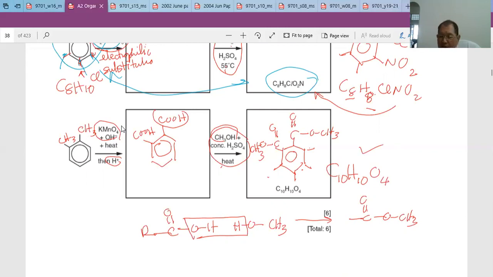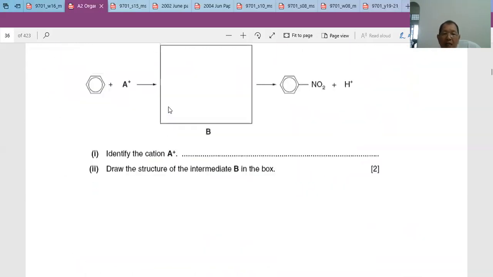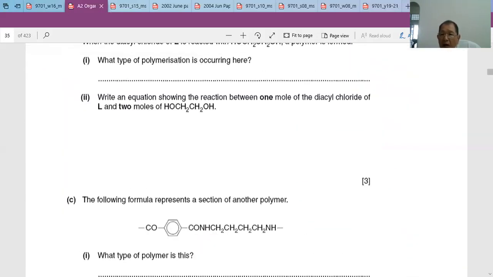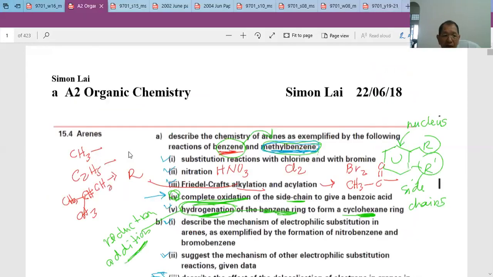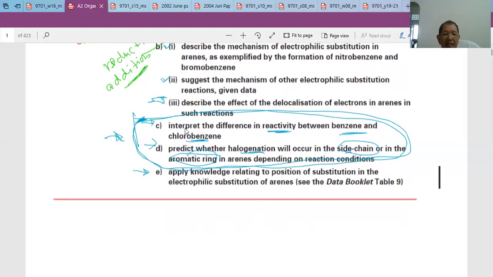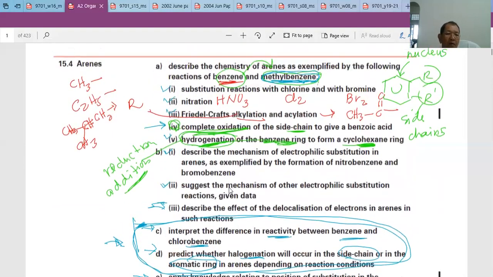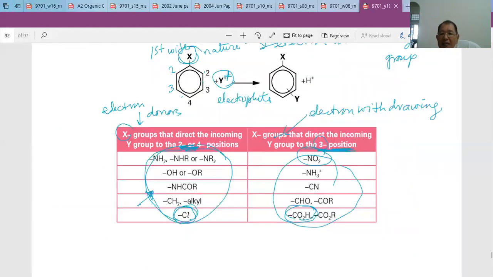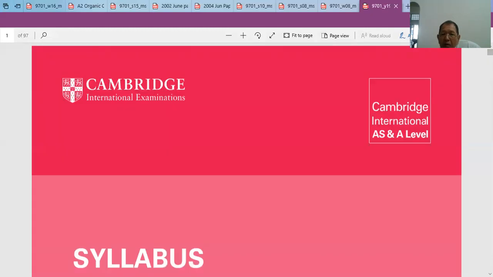Okay? Now I finished the whole bit, the whole thing here, all right, of your Arenes already. Right? I finished everything already. See, interpret the reactivity, is it? Benzene, chlorobenzene, and the halogenation of side chain. So I finished the whole thing. There are 4 parts. Okay? So the next time I will do is on your phenol. And look at the syllabus carefully here, guys. Just a round up. I forgot.